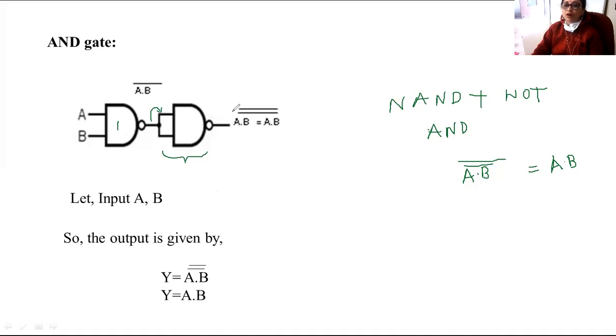So what will be the output of this? Output of this will be A dot B bar whole bar. And bar of bar is nothing but the quantity itself. So therefore, we will get A dot B. And what is A dot B? A dot B is the equation of AND gate. And hence, this circuit will work as AND gate.